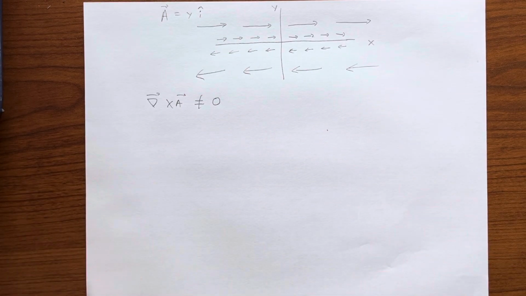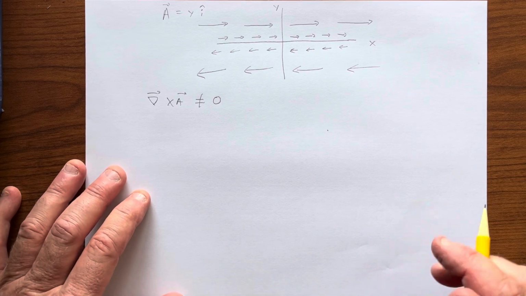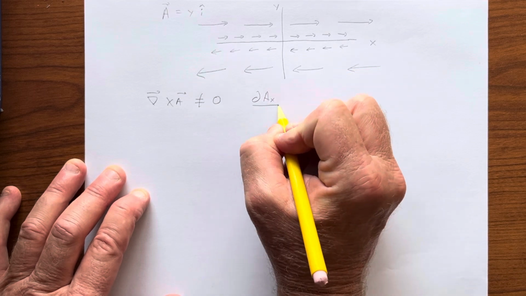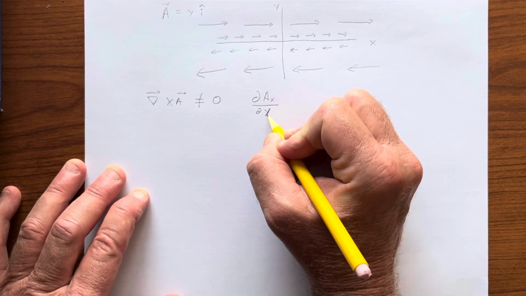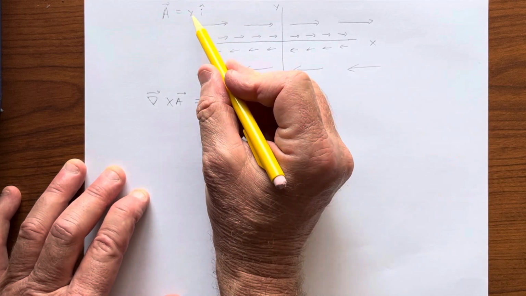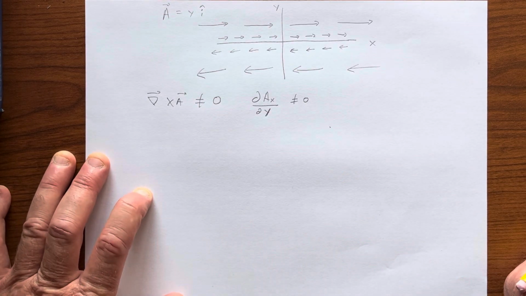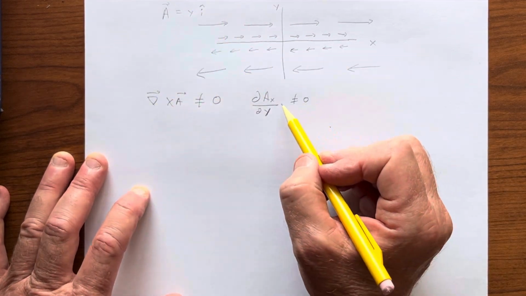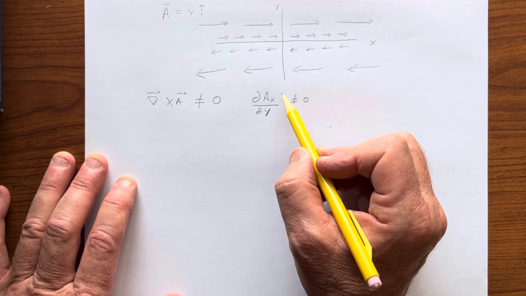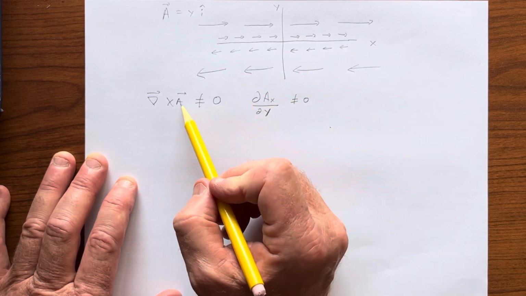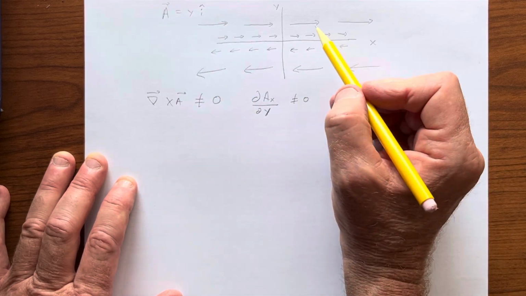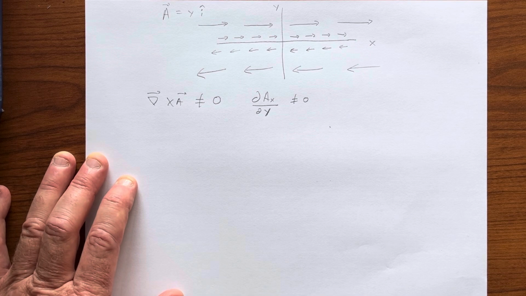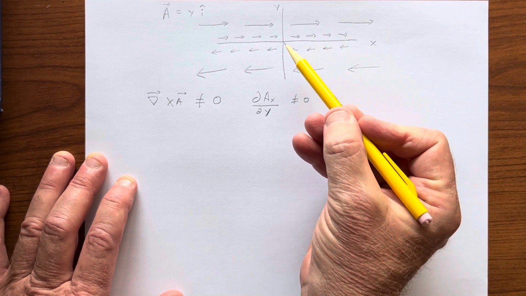This was because we have a derivative of the x component of A with respect to y, which is not equal to 0. In fact, it's just 1, dy by dy, that's 1. And then we have k hat when we're doing the curl of A. So the curl of A is proportional to the k hat unit vector, and so it's a vector that points upward.